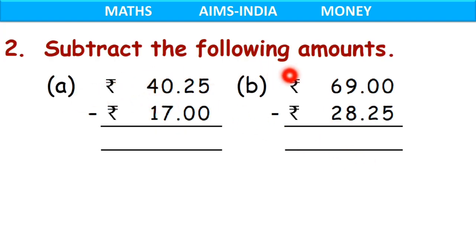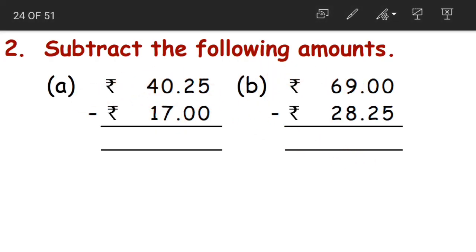Next we have to subtract the following amounts. Again, see children, the numbers are already written in the correct order, with the points one below the other. We just need to subtract. 5 minus 0 is 5, 2 minus 0 is 2, 0 minus 7 is not possible. Let us borrow. 10 minus 7 is 3, 3 minus 1 is 2. So 23 rupees 25 paise is our answer.